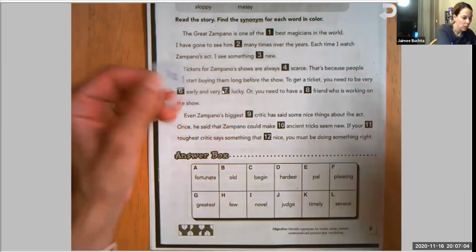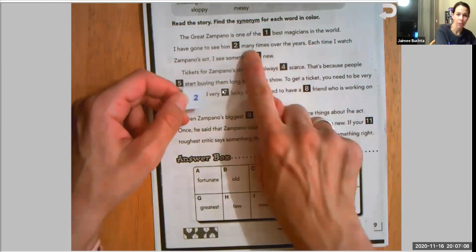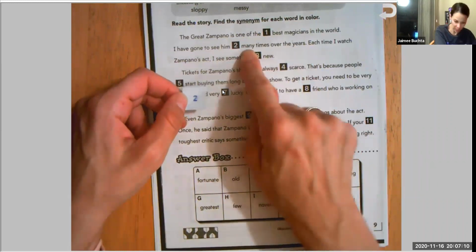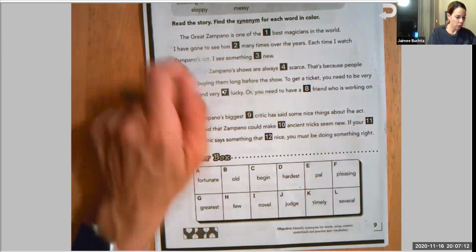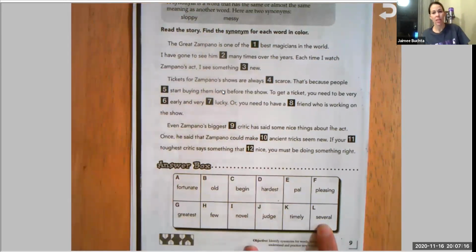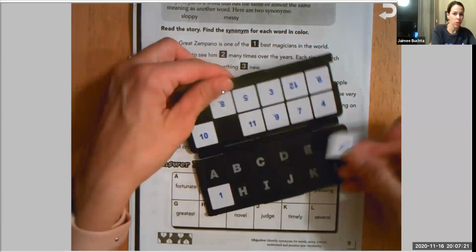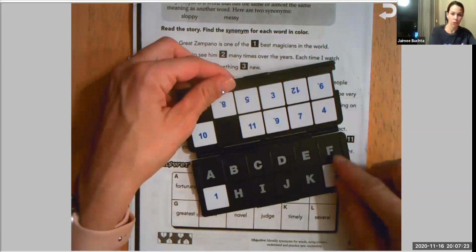Then I'm going to grab my number tile 2, and I'm going to move on to number 2. I have gone to see him many times over the years. I'm looking for a synonym of the word many, many times. I'm going to look at the bottom and read my words, and I see the word several in box L, several times. Number 2 goes in box L. I want you doing this with me.